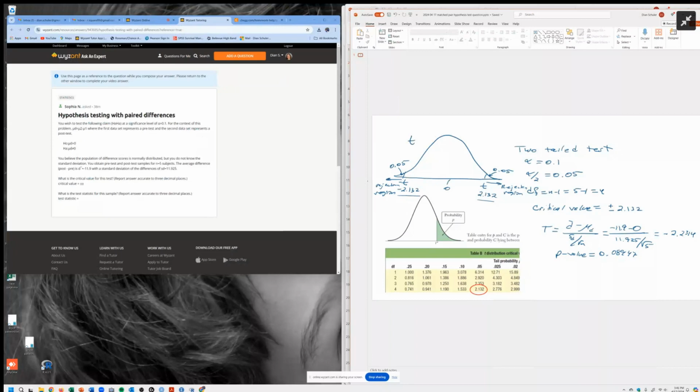And we're given those numbers in the problem: negative 11.9 minus 0, because that's the mean under H naught, divided by 11.925, divided by the square root of 5, and that gives us negative 2.2314, and happens to have a p-value of 0.08947, which is actually less than our alpha. So in this case, you would reject H naught and conclude that there is enough evidence that the mean difference is not equal to 0.